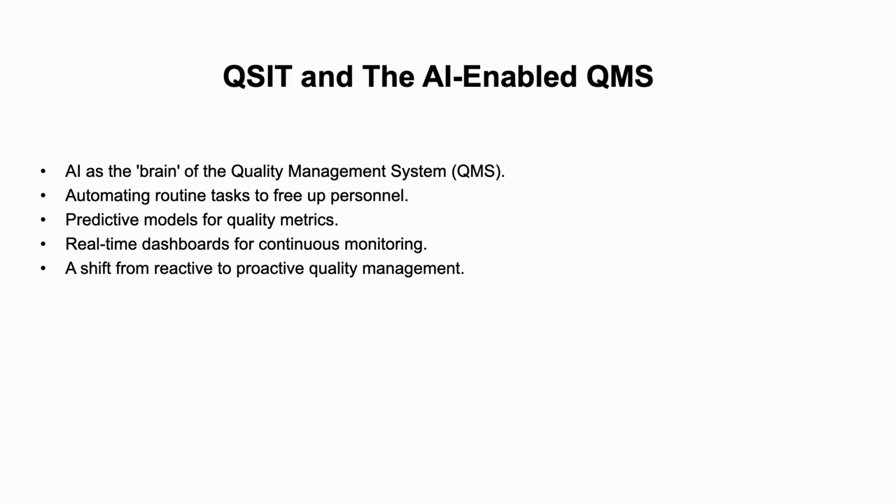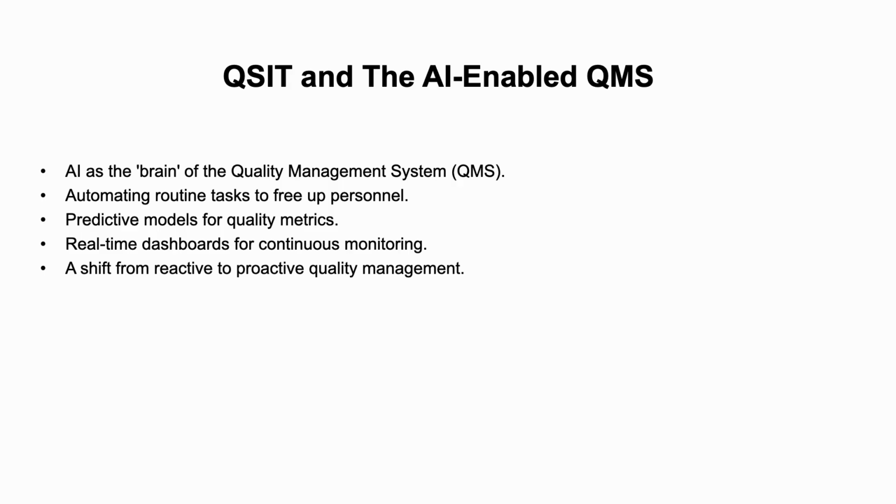The quality management system, QMS, of the future will be AI-enabled. In this new paradigm, AI serves as the brain of the QMS, automating routine tasks and providing real-time intelligence. For example, an AI system can automate the process of sifting through thousands of complaint records, a task that can be time-consuming for quality personnel. This frees up human experts to focus on more complex tasks, like root cause analysis and strategic decision-making.